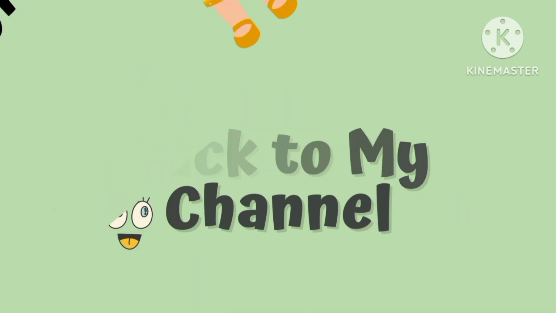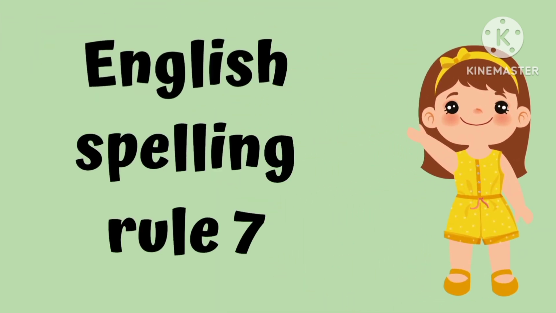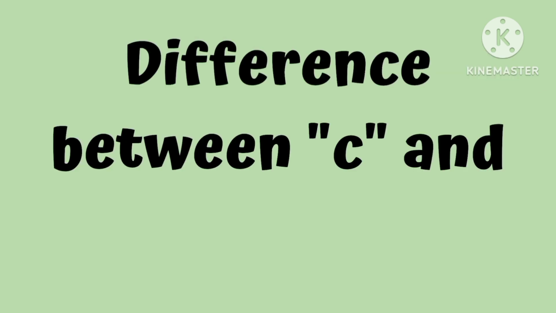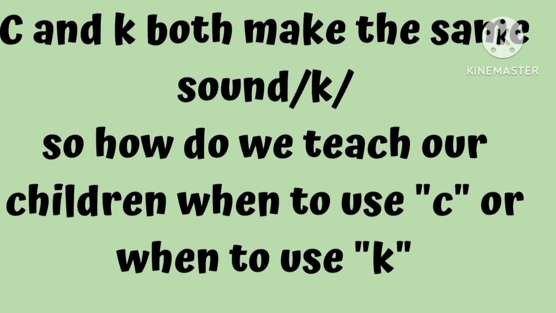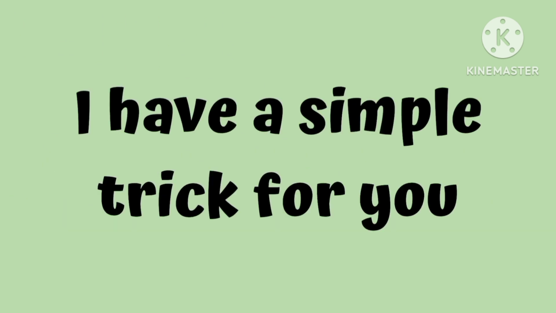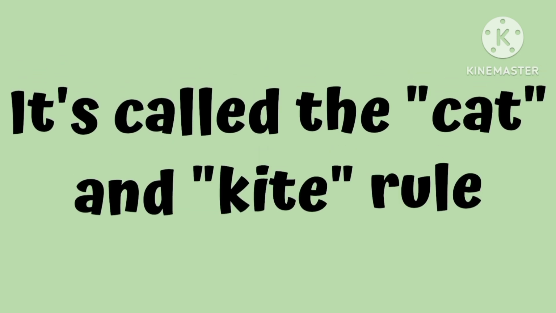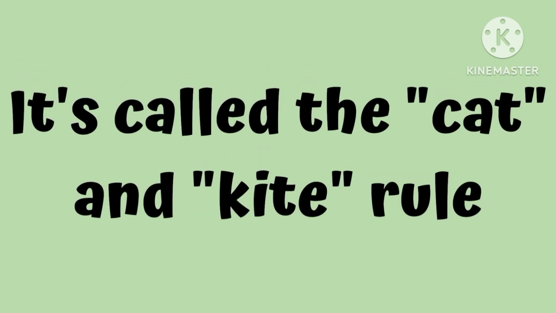Today I will tell you English spelling rule number 7, which is the difference between the sound of letter C and sound of letter K. C and K both make the same sound K. So how do we teach our children when to use letter C and when to use letter K? But I have a simple trick for you. It's called the cat and kite rule.